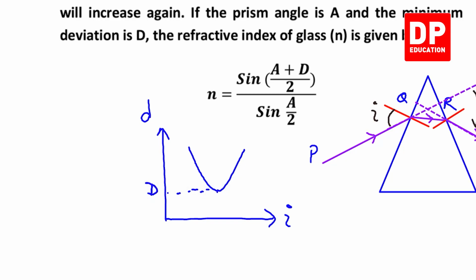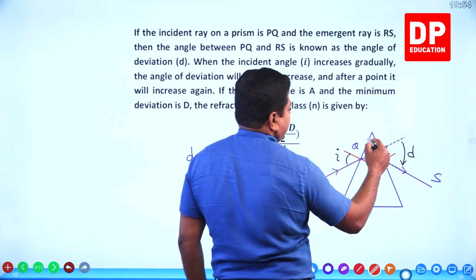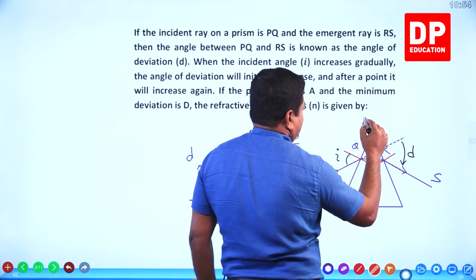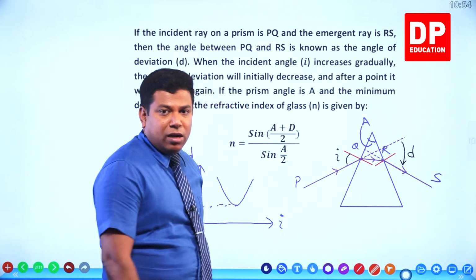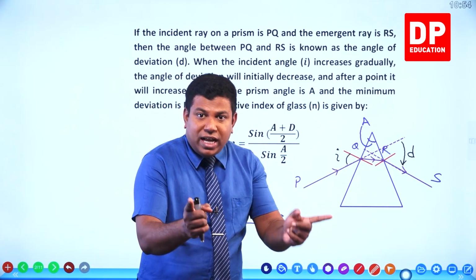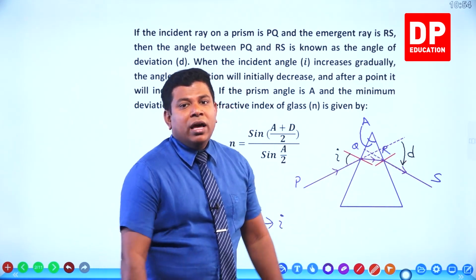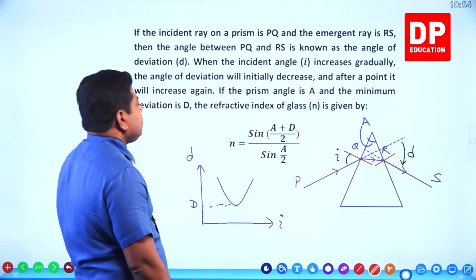Capital D, minimum deviation. If the prism angle is A, this is A. That means the angle between the two faces of the prism, the two faces in which the refraction happens, face 1, face 2. The angle between those two faces is what we call the prism angle.